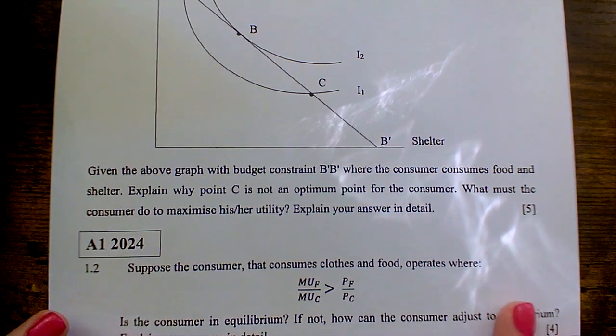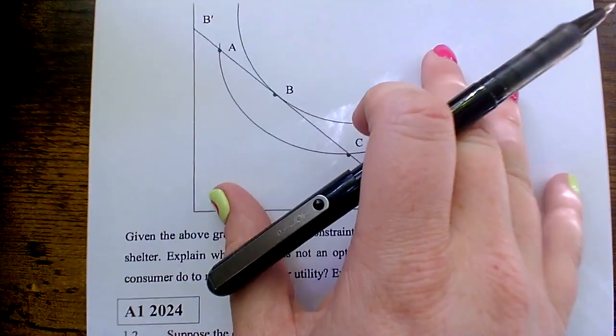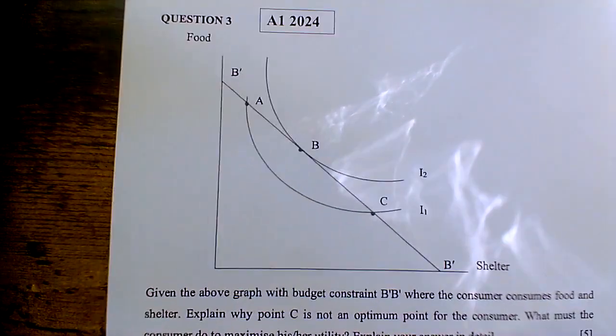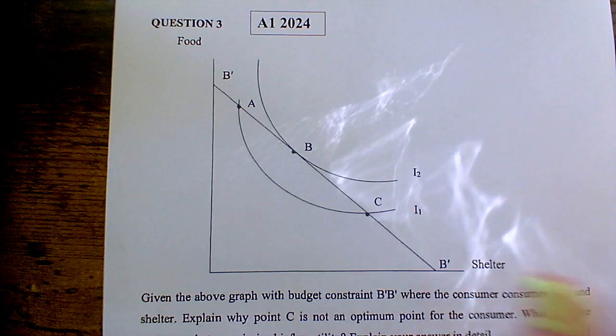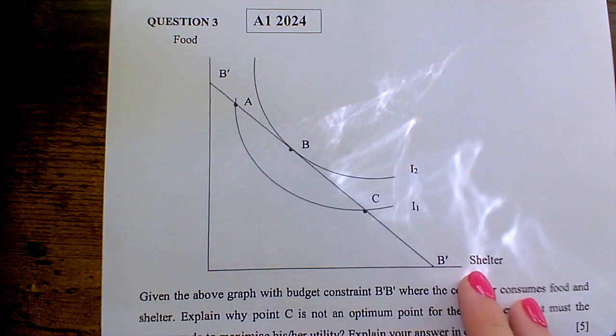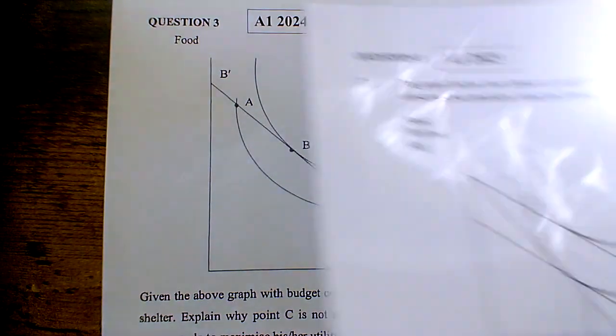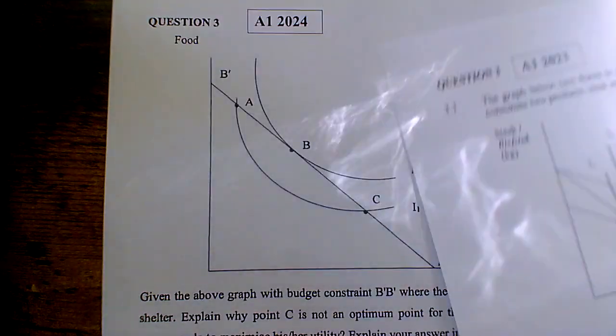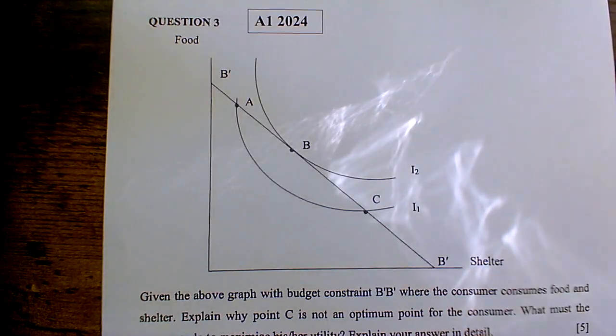So I'm actually going to start here because I've combined these two past paper questions into one because they actually relate to each other. And this starts with some of the more basic theory that comes from chapter 3, whereas this question from the 2023 paper goes more into chapter 4, so looking at the substitution and income effect.